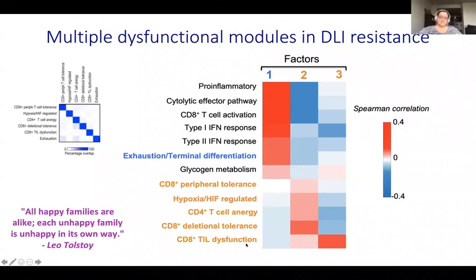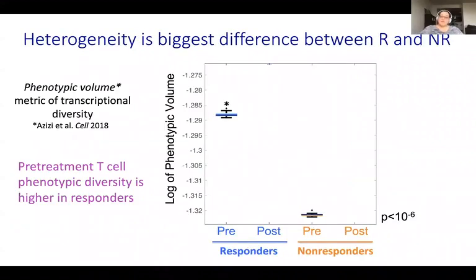with many different forms of dysfunctionality that lead to perhaps this lack of response. Another really surprising thing that we found is actually the responders had a lot more heterogeneity, a lot more variability up front.